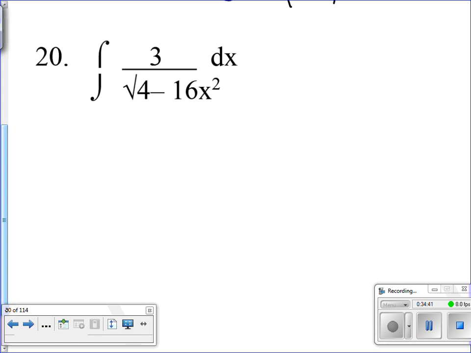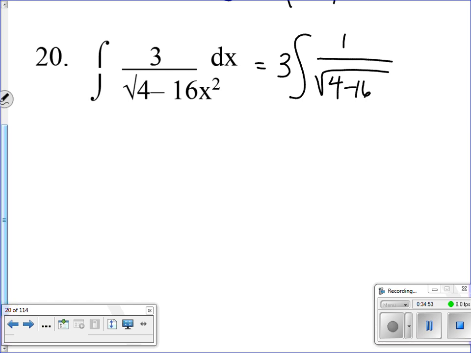Okay, I'm going to pull that 3 out front. And when I do that, now again, I'm very tempted to let u equal the inside function down there. But if I did let u equal 4 minus 16x squared, du would be negative 32x, and I don't have an x up there. Again, when you don't have enough x's up there, it's probably going to be inverse trig.